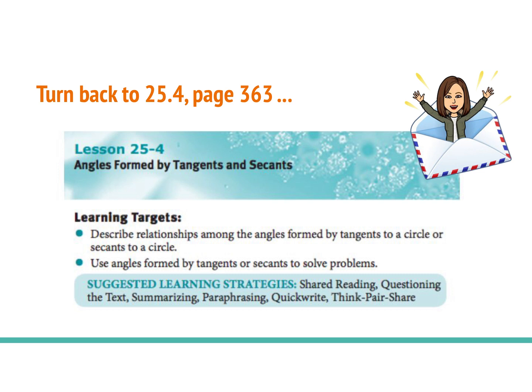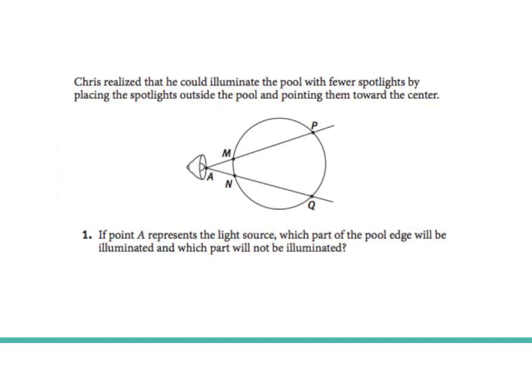So for our learning targets over the next 2 days, we're going to describe relationships among the angles formed by tangents to a circle or secants to a circle, and we're going to use angles formed by tangents and secants to solve problems. Building off the spotlight problem that we did before, Chris realized that he could illuminate the pool with fewer spotlights by placing the spotlights outside the pool and pointing them towards the center. So let's take a look at this visual and see what we recognize.